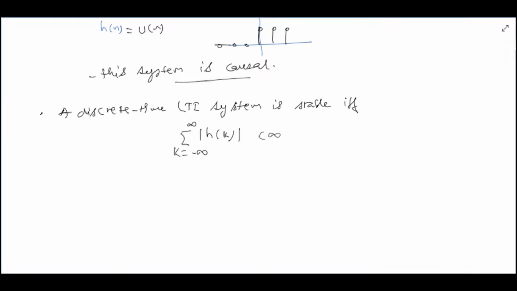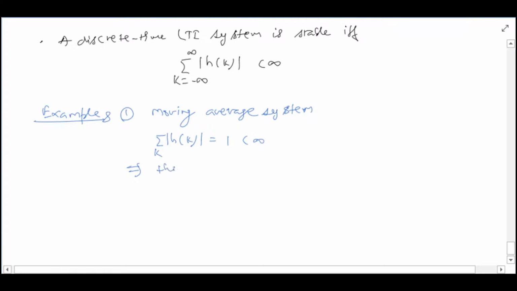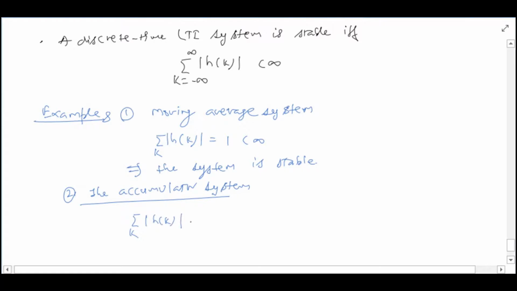Okay, again let's see examples. Let's again consider the moving average system. For this system, if we compute the sum as needed to check stability, it can be easily seen that this sum is equal to 1, which is finite. So moving average system is stable. On the other hand, if you look at accumulator system, then this sum is clearly infinity, and so accumulator is not stable.